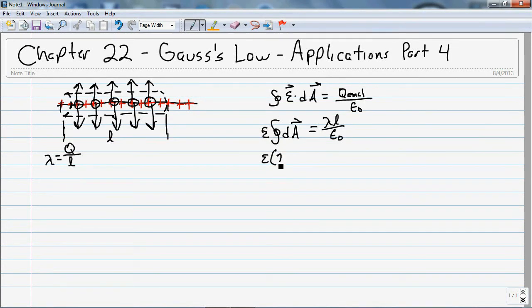2 pi r, which is just the circumference of my Gaussian shell, times the length. That's just the surface area of the circular part of a cylinder. And that's going to equal lambda L over epsilon naught. Solve for E.